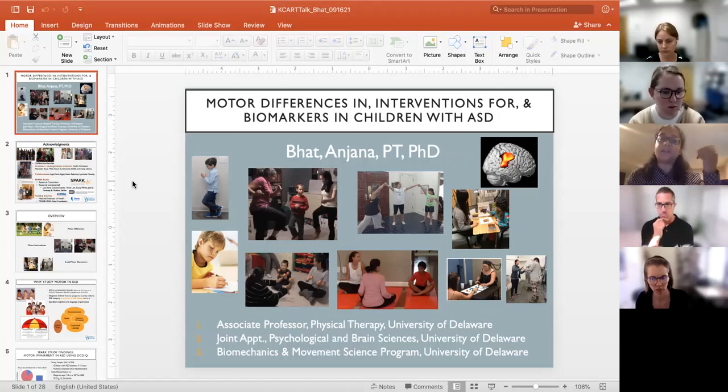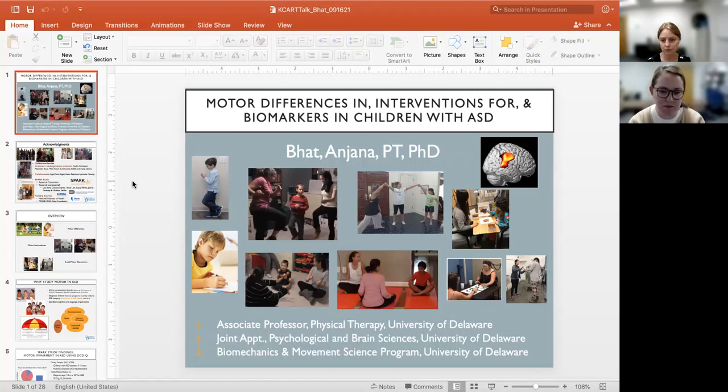So that's why I'll be talking about some of the motor difference studies done with the SPARK study team. These are more recent studies, and then the interventions that we have examined over the years, and then also the work I have done with Kevin, and then later continued at UD in developing biomarkers, fNIRS-based biomarkers.